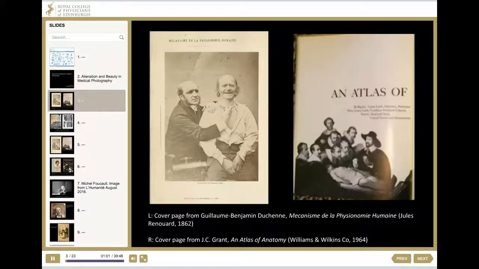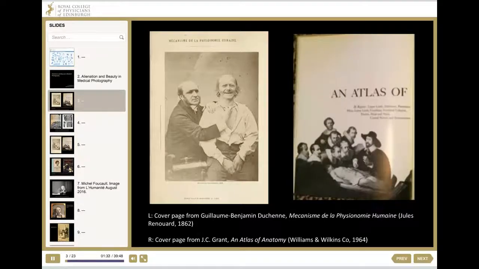On your left, you have a cover image, this is just here, of Le Mécanisme de la Physionomie Humaine by Benjamin Duchenne, and on the right, just here, is the cover page from the 1964 Atlas of Anatomy by J.C. Grant. Superficially, these covers have a common intention. They introduce the idea of medical learning through observation. Both present a doctor demonstrating a technique on a patient.